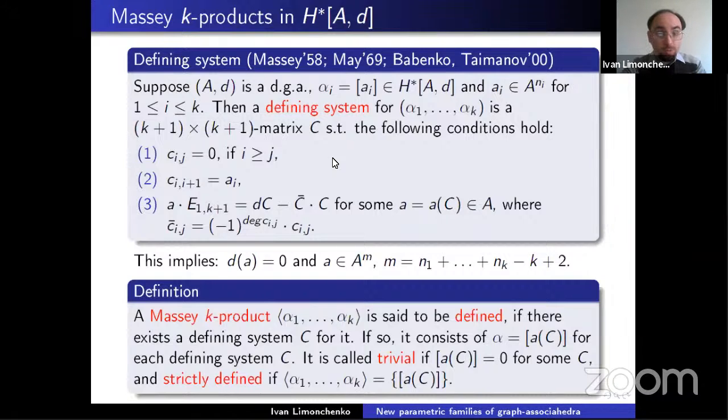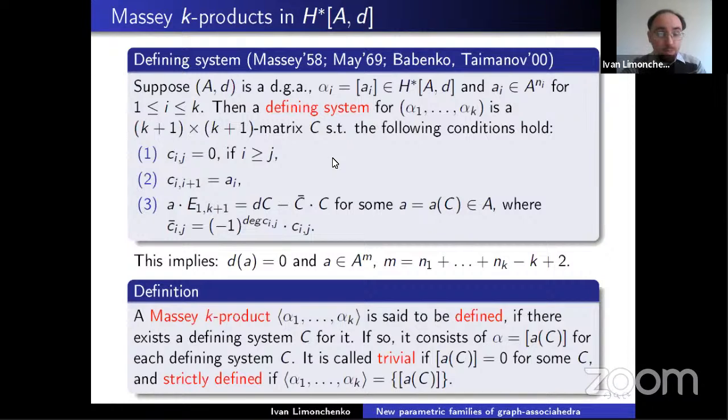Namely, we use the concept of a defining system. It's a (k+1) by (k+1) matrix with the following conditions. It's an upper triangular matrix. On the first diagonal stand the representatives of our cohomology classes. And the third condition determines certain cocycles A, depending on the matrix C, of course, such that their cohomology classes, by definition, will be elements of a Massey k-fold product of alpha 1 through alpha k.